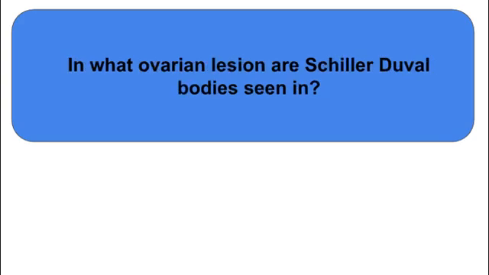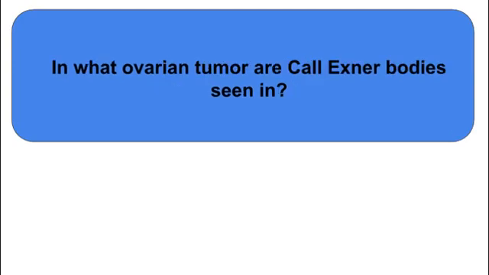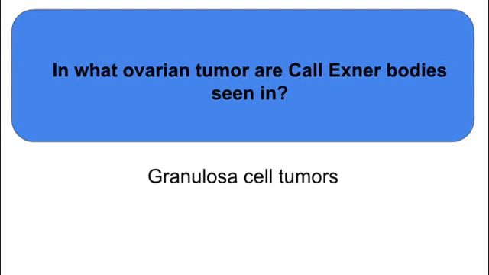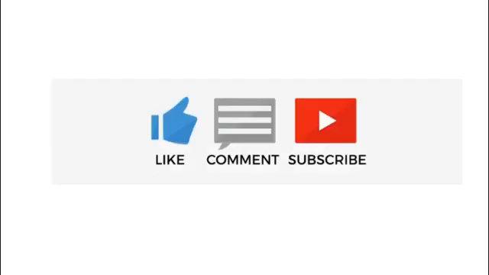In what ovarian lesion are Schiller-Duval bodies seen? Schiller-Duval bodies are seen in yolk sac tumors and are characterized by a central vessel surrounded by primitive germ cells. In what ovarian tumor are Call-Exner bodies seen? Granulosa cell tumors.